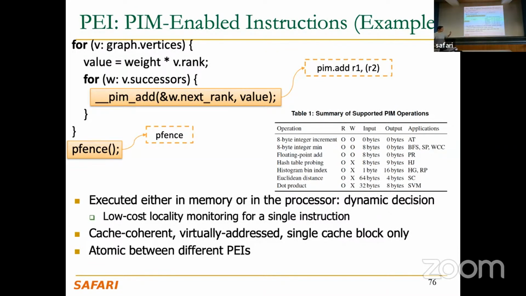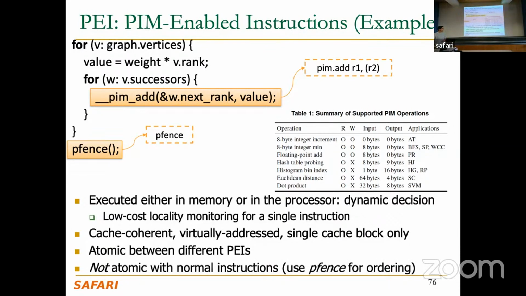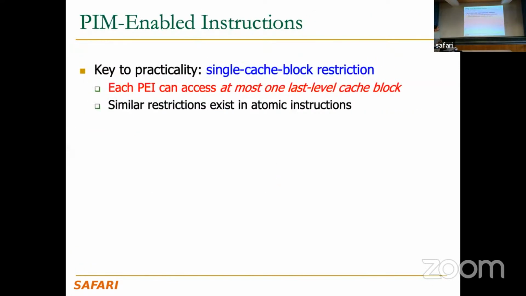The PIM add operations are going to be atomic between different PEIs, but they are not atomic with normal instructions. When we talk about normal instructions, we mean, for example, that calculation at the top, that multiplication at the top. For those, you don't really need to keep consistency in the ordering, and that's why eventually you may need to use a barrier that in this work is called p-fence.